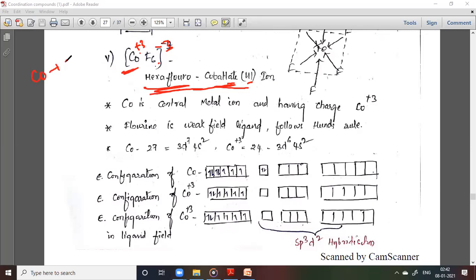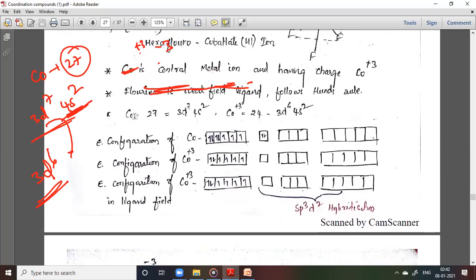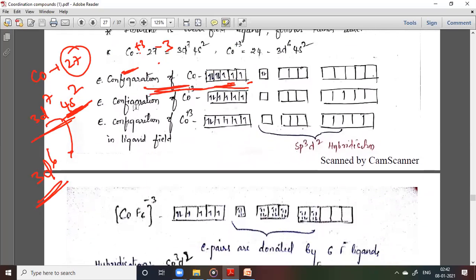So cobalt is 27, which means 3d7 4s2. Now here we have +3 as the oxidation state, so we should remove 3 electrons. That means you will get 3d6, because 2 electrons are removed from 4s and 1 electron is removed from 3d. So let us understand these things here: how to write this particular structure.